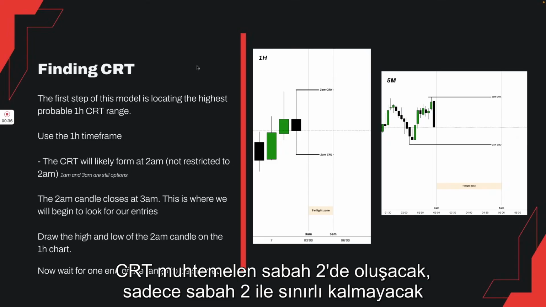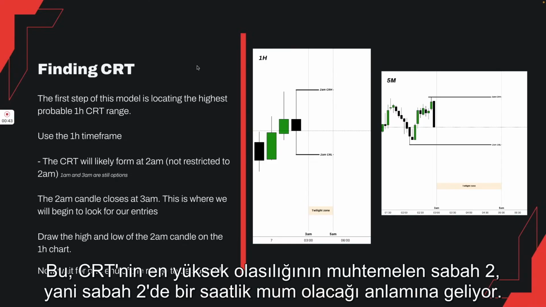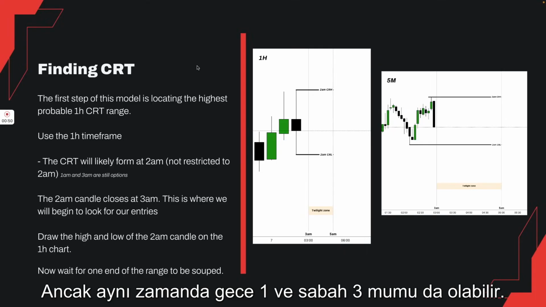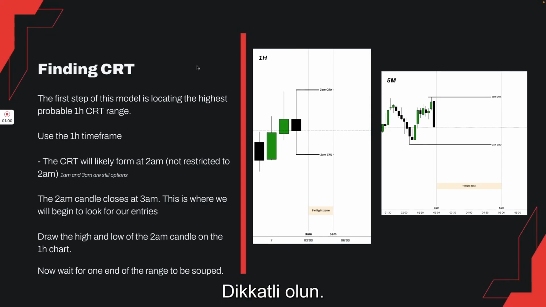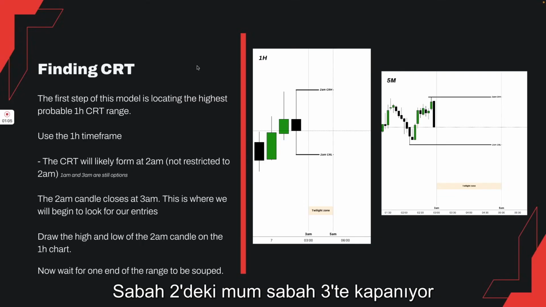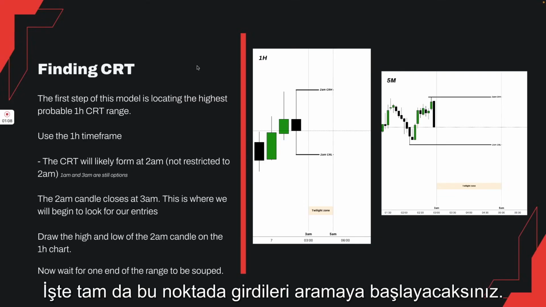The CRT will likely form at 2 a.m., not restricted to 2 a.m. What does this mean? This means that the highest probability CRT will likely be the 2 a.m. 1 hour candle. However, it can also be the 1 a.m. and 3 a.m. candle. Stay vigilant. The 2 a.m. candle closes at 3 a.m. This is exactly where you will begin to look for entries.